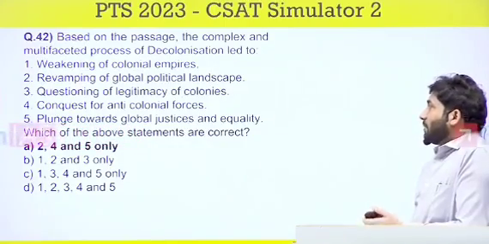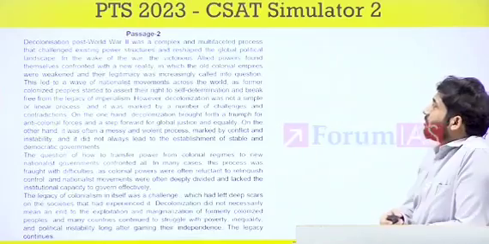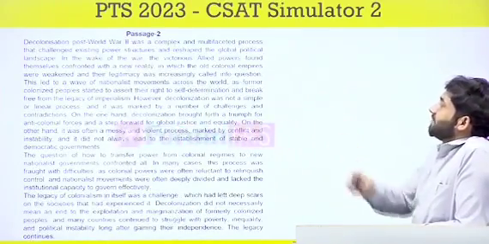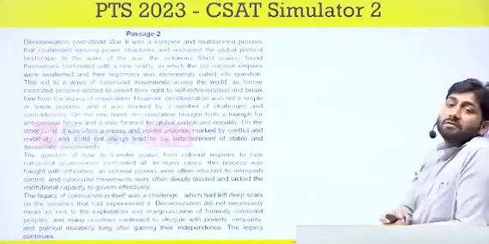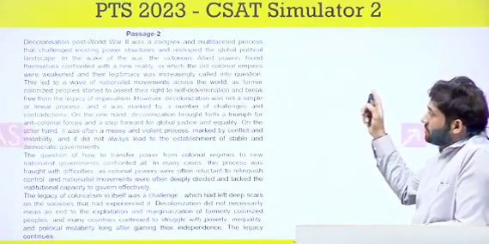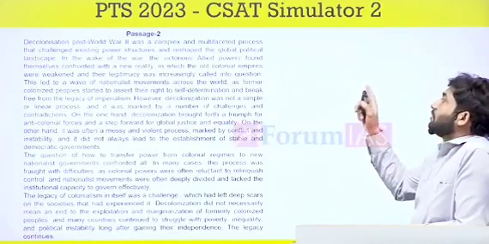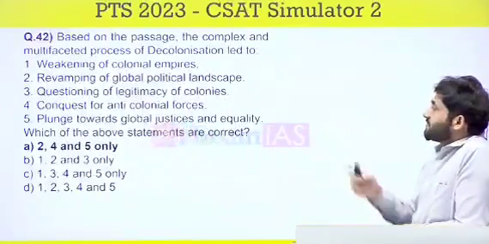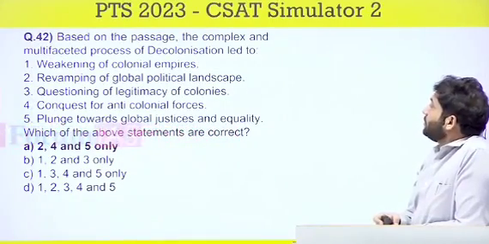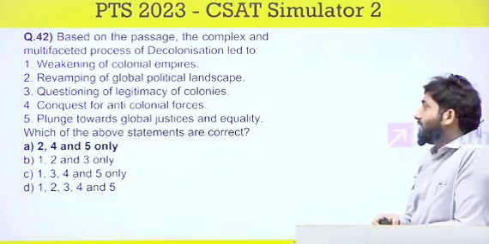Second, revamping of the global political landscape. It has been said that after decolonization, this happened. Decolonization post-World War II was a complex and multifaceted process that challenged existing power structures and reshaped the global political landscape. It's very specifically said. So it revamped and reshaped the global political landscape. That was the result. So we got the second.